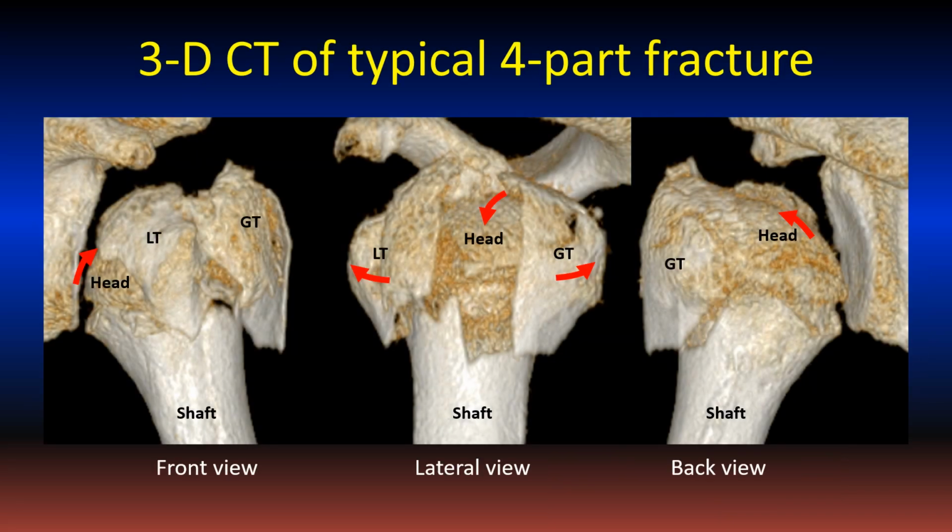This slide shows the typical displacement pattern of four-part fracture. As you can see, the head fragment is placed toward the valgus direction, and the lesser and greater tuberosities are displaced anterior and posterior directions respectively.